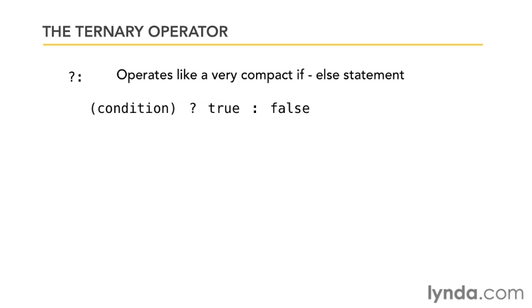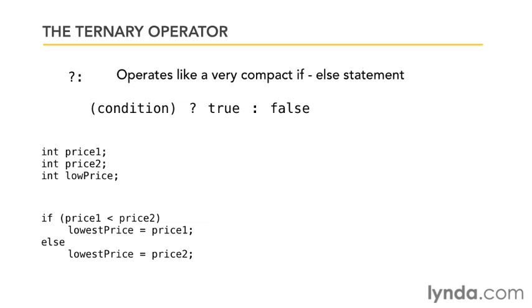So let's take a real example. Suppose we had a couple of prices, and we wanted to find out which of price1 and price2 was the low price. Now we could write it like this. We could say if price1 is less than price2, then lowPrice equals price1. Otherwise, lowPrice is price2. Or we could write it like this. We could say lowPrice is equal to, and then the condition here is price1 less than price2. Now, if that evaluates to true, we put the question mark there, price1 would be the low price. That's the true case. And then a colon, and then the value for the false case. In this case, it would be price2. So you can see we've taken the if statement and compacted it down to just one line of code.